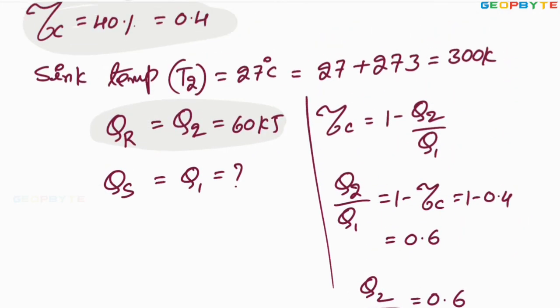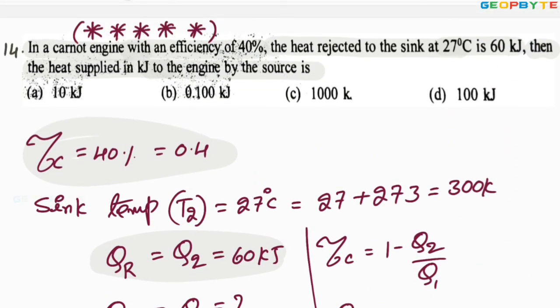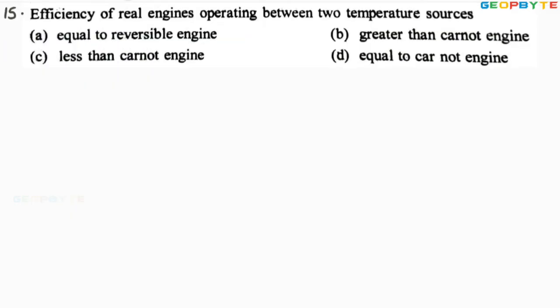Look at the options. 100 kilojoules. Look at the last option. 100 kilojoules is absolutely correct. I hope you got my point. Let us take another problem. Look at the last problem.